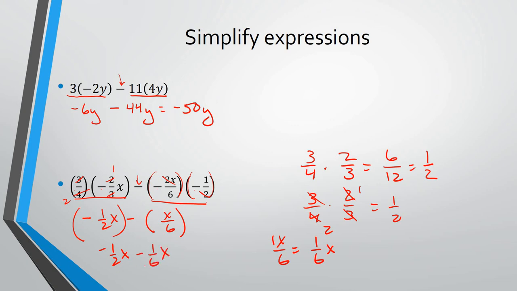To combine like terms, I need to make these a common denominator. So negative 3/6 x minus 1/6 x. Negative and negative, when I'm adding and subtracting, negative 4/6 x, which can simplify to negative 2/3 x. So take a look at this one. There's a lot of fractions. If you have questions on anything I did, be sure to ask them.